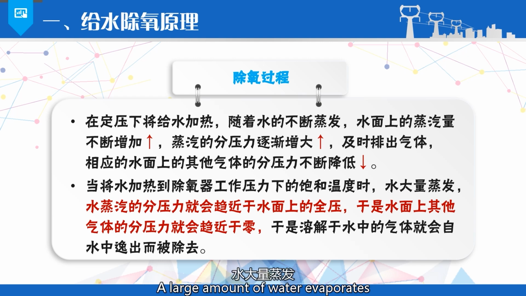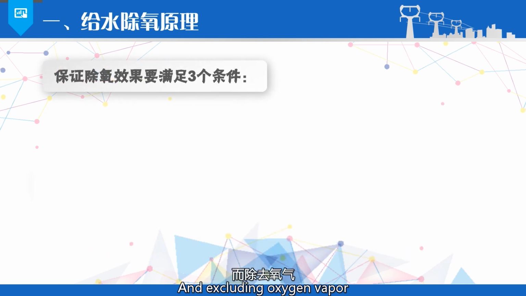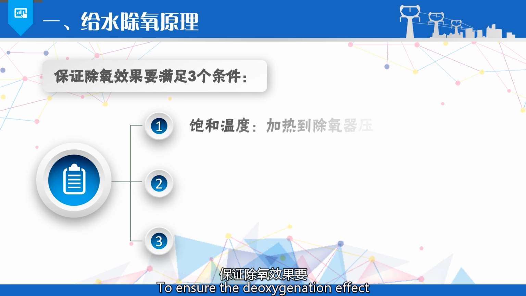A large amount of water evaporates, and the partial pressure of water vapor will approach the total pressure on the water surface. So the partial pressure of other gases on the water surface will approach zero. Therefore, gases dissolved in water will escape from the water. It is more colloquial to say just boil the water, excluding oxygen and other non-condensable gases, to ensure the deoxygenation effect.